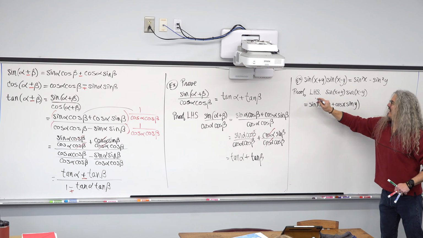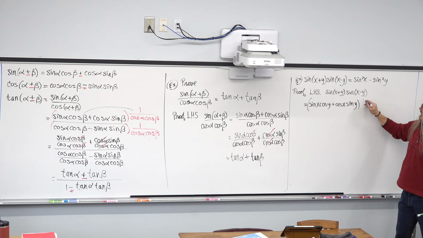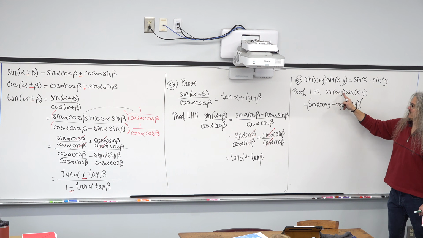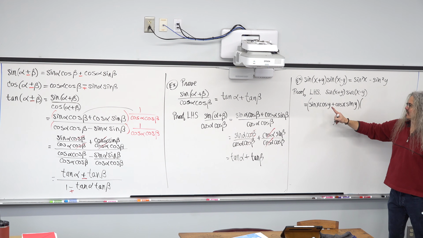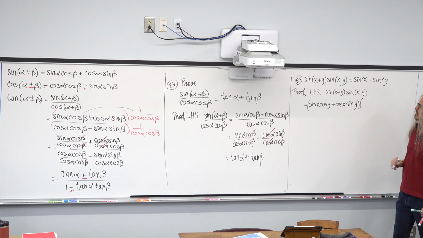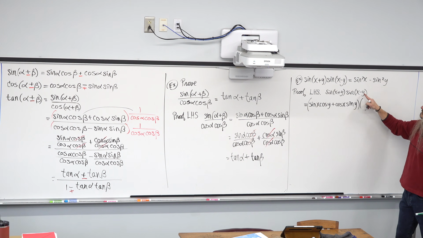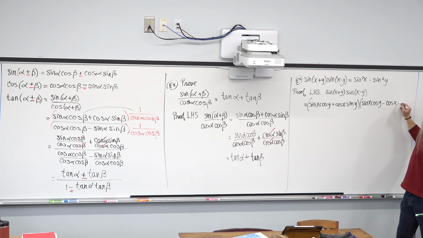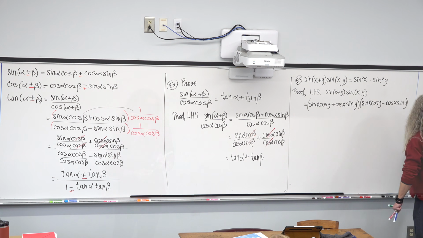Cool. And then that binomial now is going to, so we did that substitution. The sine of x plus y is sine x cosine y plus cosine x sine y. And that's going to get multiplied by the same thing, but in the middle be minus. Perfect. Sine x cosine y minus cosine x sine y.